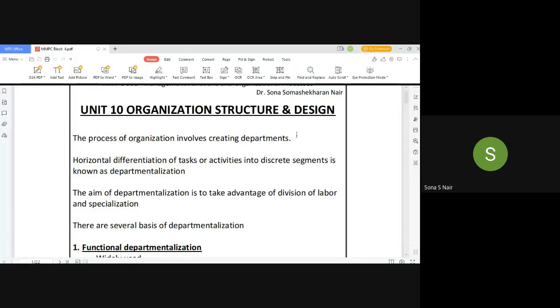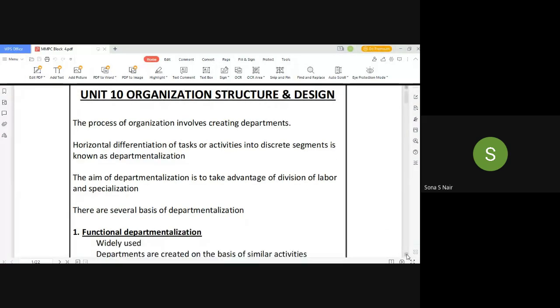So the departmentation, how departments are created, is related directly to the organization structure. So we are going to look at departmentation as the starting point. Horizontal differentiation of tasks or activities, which have been decided are required to achieve the organizational objectives, into discrete segments is known as departmentalization. The aim of departmentalization is to take advantage of division of labor and specialization.